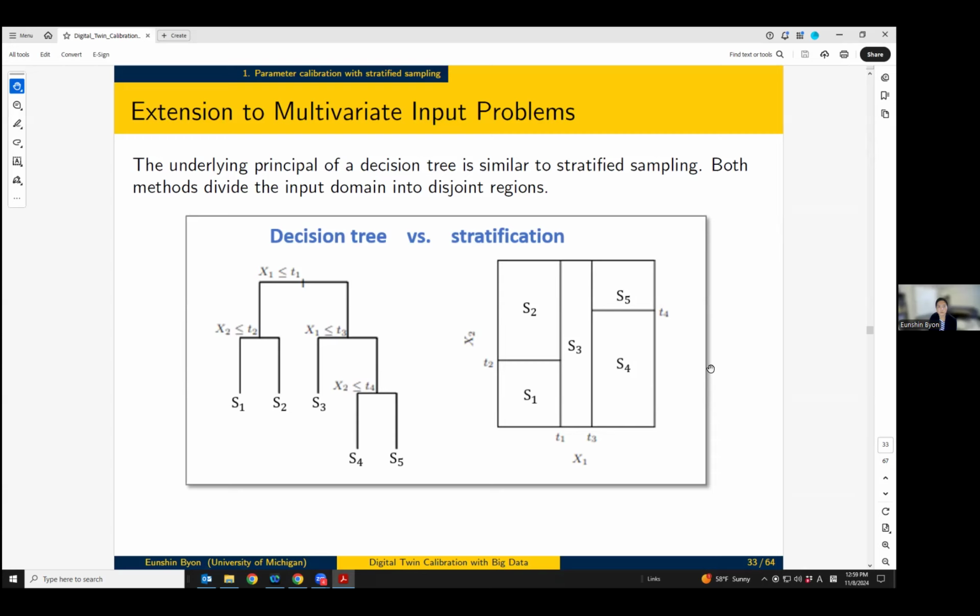That's a very good question. We only consider the hyperrectangular decision space. But if the parameter space is not rectangular, then maybe we can consider some mapping of the input space. So I guess we need some modification of this approach.